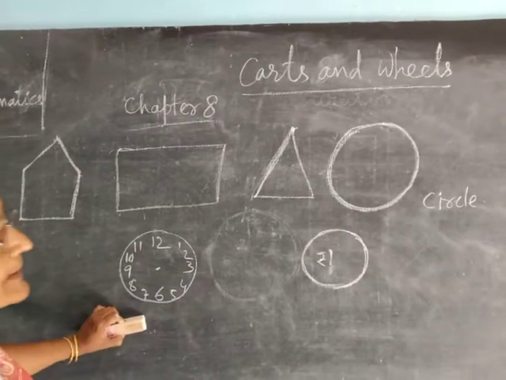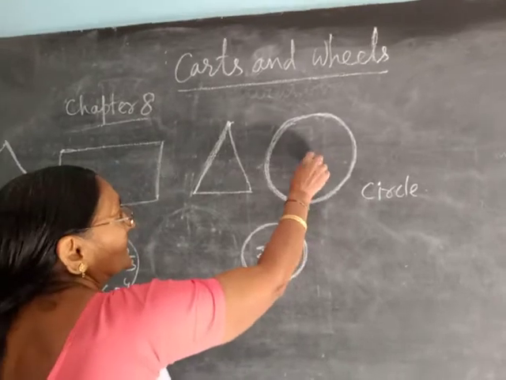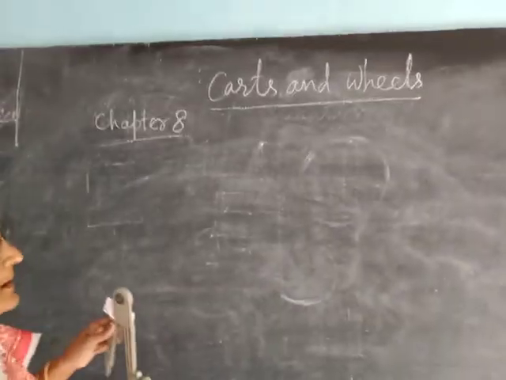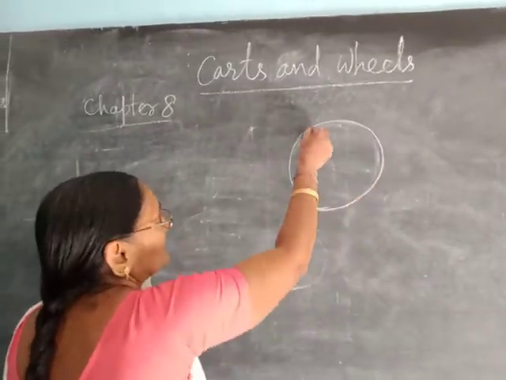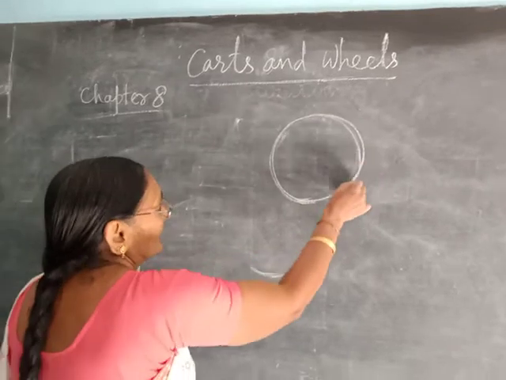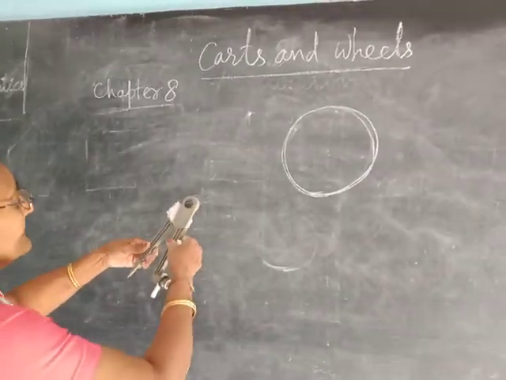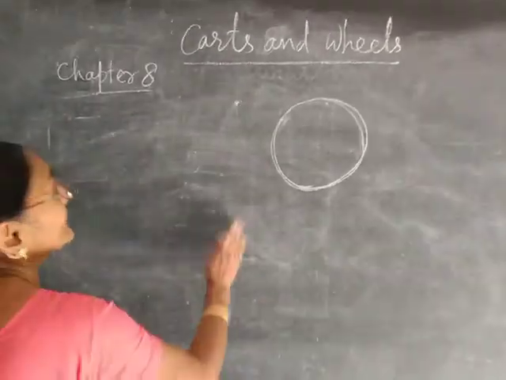Every point of a circle. Here, how do you construct a circle? First, we take this circle with no line segment. It is a closed figure with a curved line. Then it has no vertex and no edges. So how do you construct a circle?